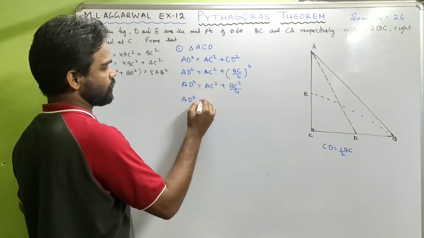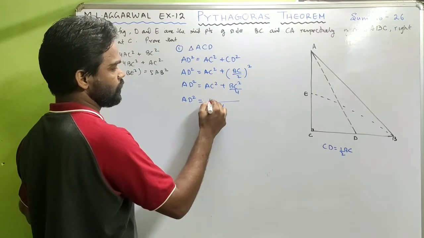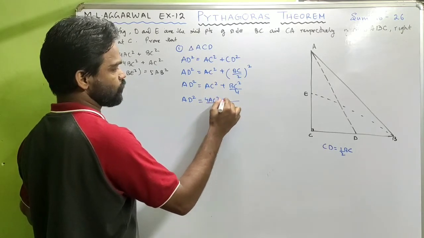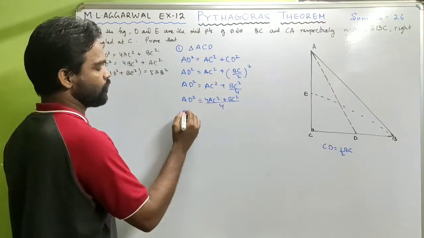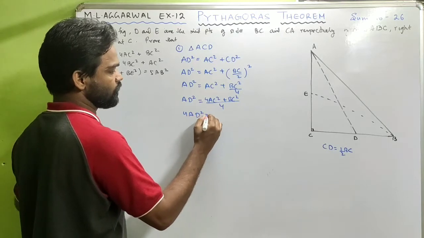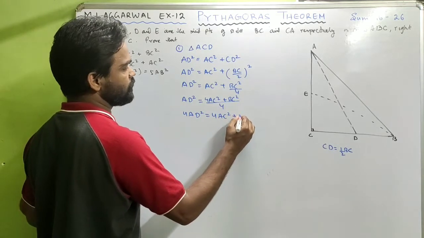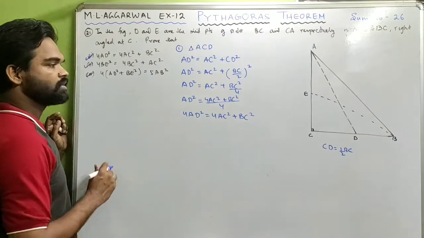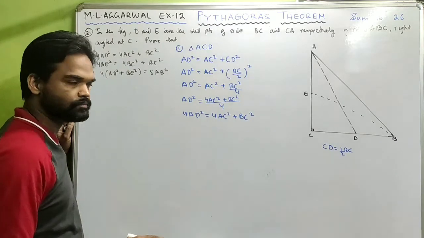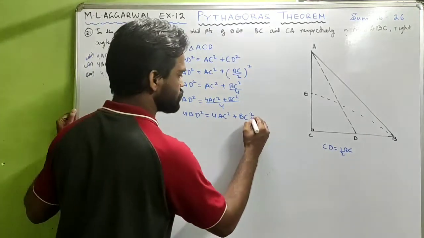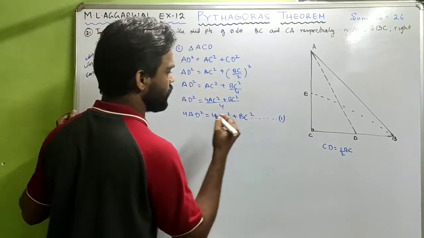So AD square equals (4 AC square plus BC square) by 4. The 4 goes over there. 4 AD square equals 4 AC square plus BC square, which was the first part. Done. Now, suppose this is your number 1.